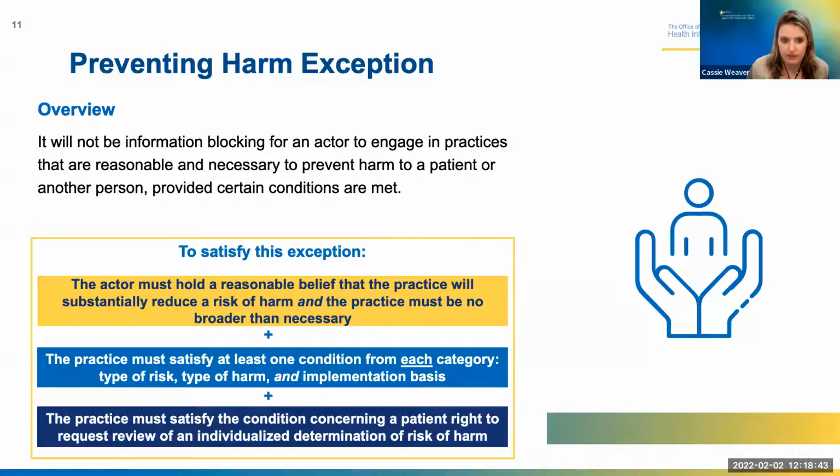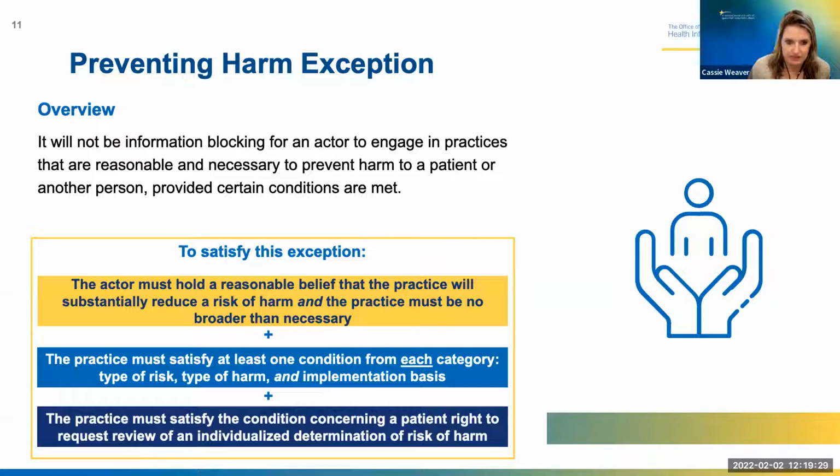Next are the types of harm that we recognize. The types of harm recognized in this exception rely on the same types as apply for a covered entity to deny access to protected health information under the HIPAA privacy rule. There are four different conditions under type of harm, and which one applies depends on a number of factors. The first condition applies to situations where the practice is likely to, or does in fact, interfere with the access, exchange, or use of the patient's EHI by their legal representative, including but not limited to their personal representative, and the practice is implemented pursuant to an individualized determination of risk of harm.